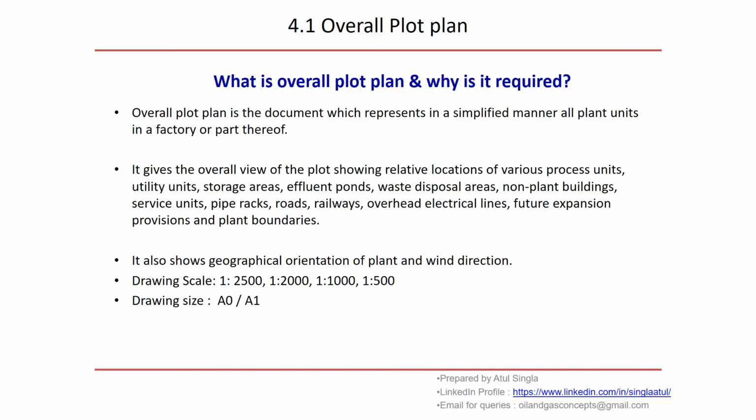It also gives geographical orientation of the plant and wind direction. Generally, we take scale of 1 by 2500 or 1 by 2000, 1 by 1000 or 1 by 500 based on the size and number of the units. In drawing size, we take A0 or A1. Okay, so this is the definition of overall plot plan. This is nothing but a simplified manner where we show all the plant units in a single location.